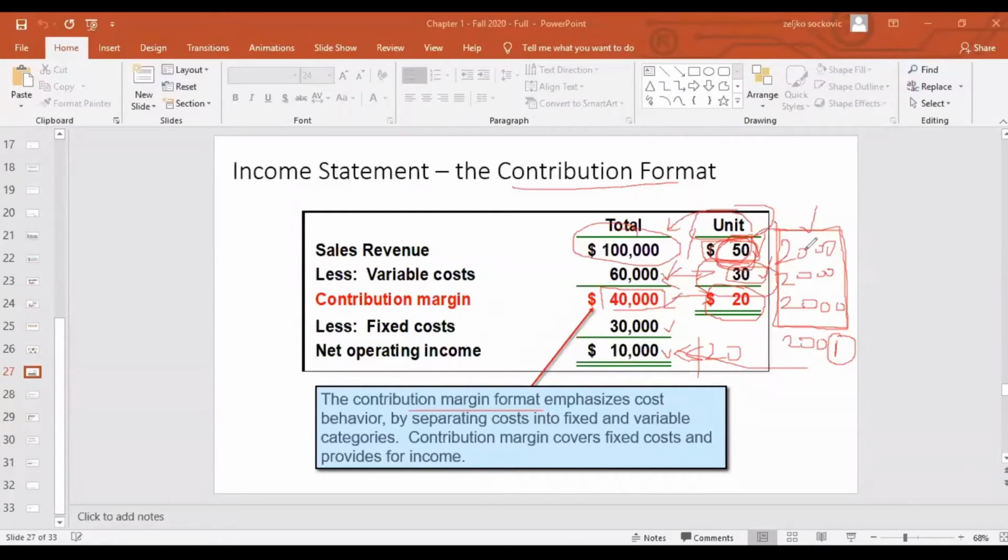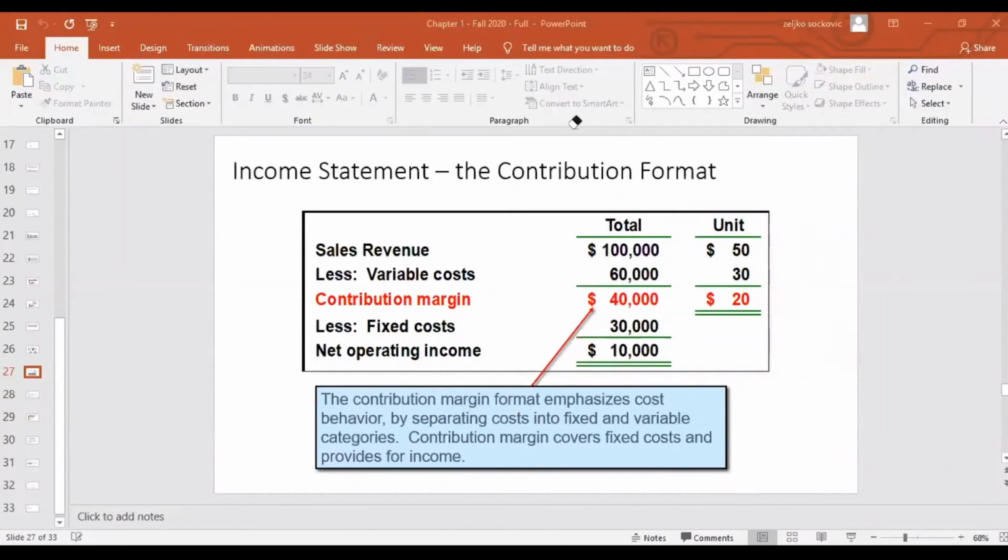Now, you can change this number to whatever you want. 2,100 units. Well, it will simply be 100 times 20, $2,000, right? So contribution margin is very useful and very important. So go through this in narrative lectures, and we will work with contribution margin format a lot in chapter 6 and all other chapters later on. So this is a very, very important concept.